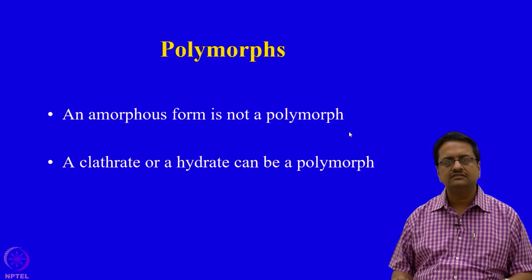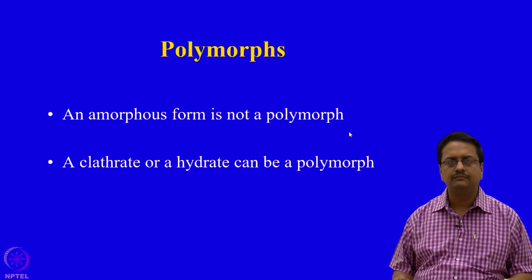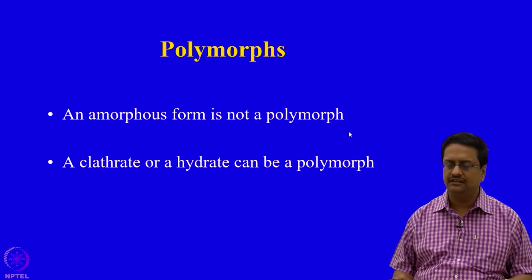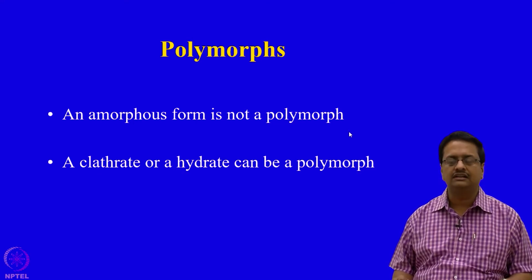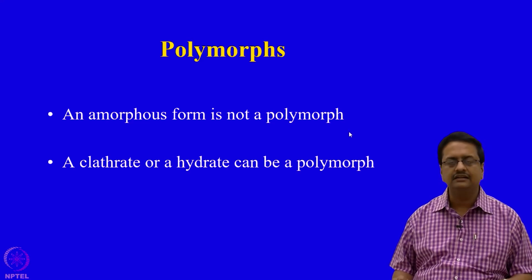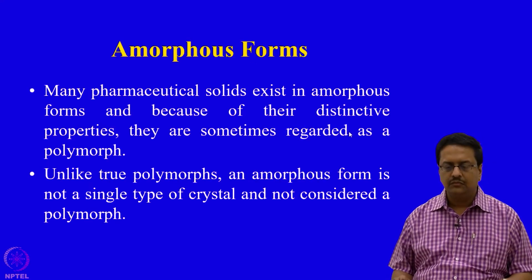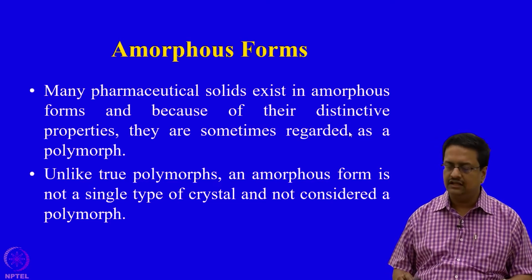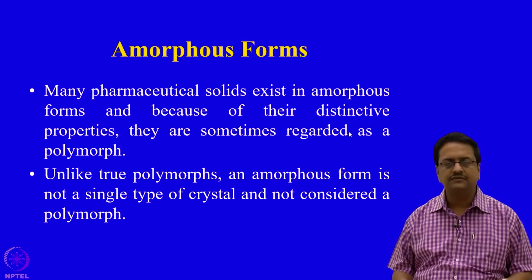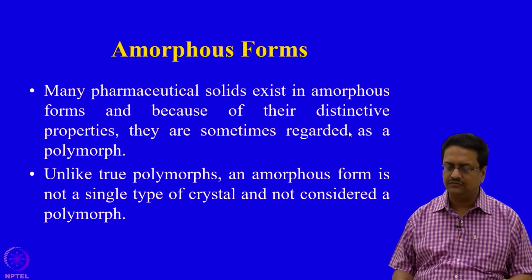An amorphous form is not a polymorph because an amorphous form does not represent a single phase. It may be a mixture of two or three different non-crystalline phases, and hence it cannot be called a polymorph. So, a clathrate or a hydrate can be called a polymorph. Many pharmaceutical solids exist in amorphous forms, and because of their distinctive properties, they are sometimes regarded as a polymorph in the pharmaceutical industry, but unlike true polymorphs, an amorphous form is not a single type of crystal and is not considered a polymorph in general.